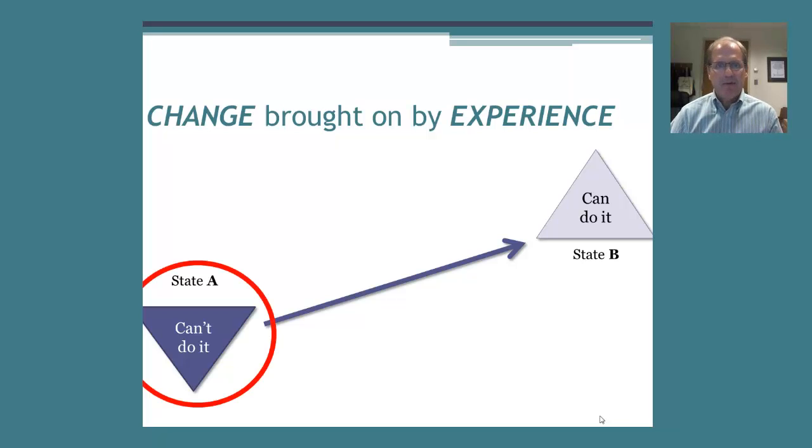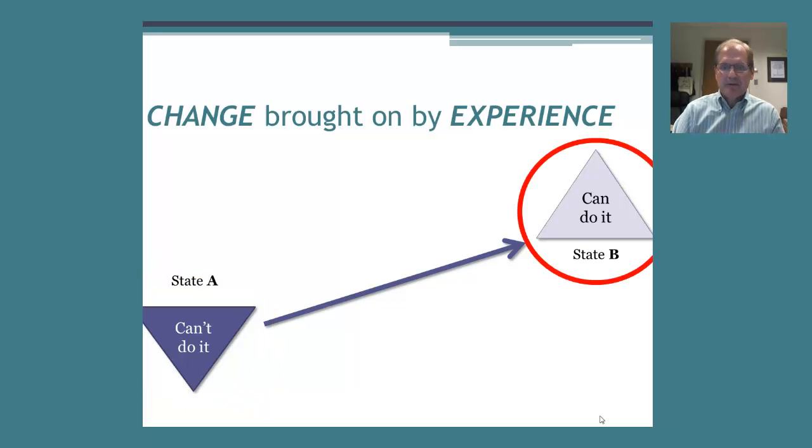In state A, this is before the learner has learned anything, and when asked to perform, he or she really at this point can't perform. They just can't do it. However, after some experience, the learner progresses to state B and then can perform correctly when asked or cued to do so. In the case of state B, we say that the learner has actually learned.